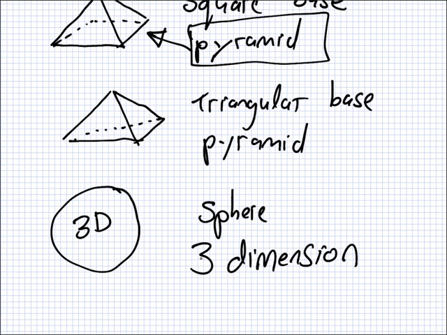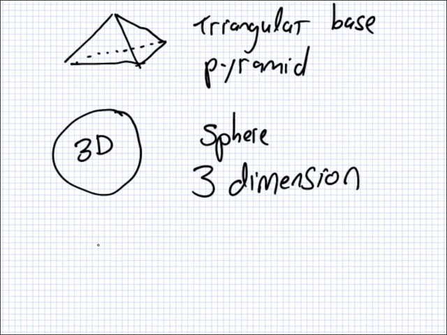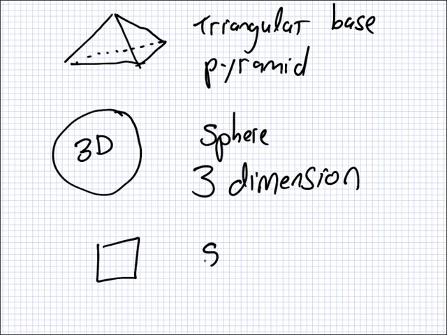What's the next shape? It's chess, yeah. And what are these little shapes called? You know this one here. These are squares.